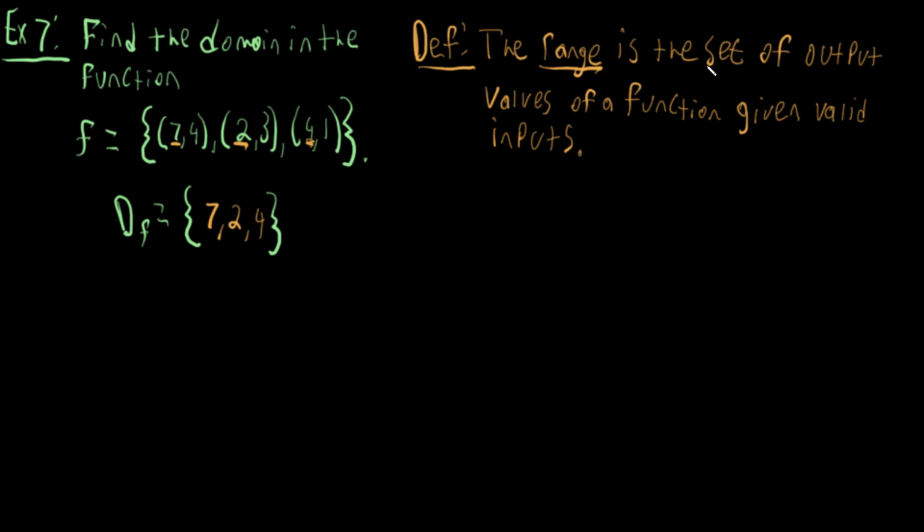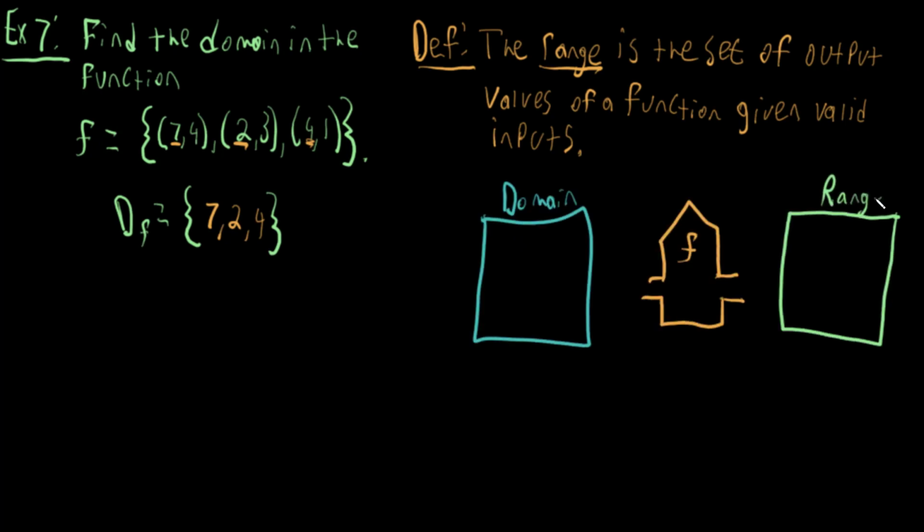So the range is the set of output values of a function given valid inputs. So I'm going to draw this picture again and just remind you of what I'm talking about. So you have your domain over here, and it's full of all sorts of numbers or whatever it is. And your domain is basically, you've gone through and you've filtered out all the stuff that's going to break your function f. And then your range is sort of like the holding area for all of the outputs. So your domain is all the things that are going to be able to go into this function machine, and then your range is all the things that come out of it.